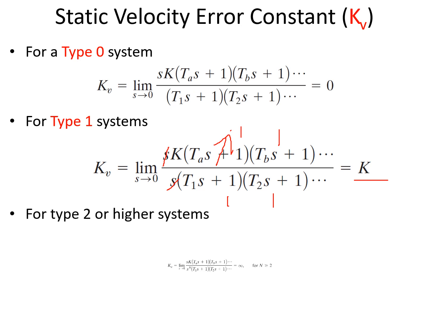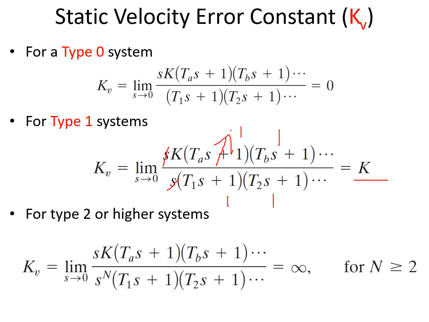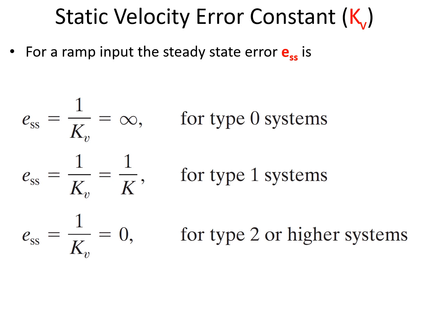When we analyze the error for the system, the error value depends upon your Kv value, and similarly for a higher order system, for a type 2 system, Kv becomes infinity. So just remember these three values: the Kv value for a type 0 system is 0, for type 1 system it is K, for type 2 system it is infinity. Now similarly, when we substitute for the error value ESS in terms of velocity constant Kv, which is 1 by Kv, it is infinity for type 0, 1 by K for type 1, and 0 for type 2.